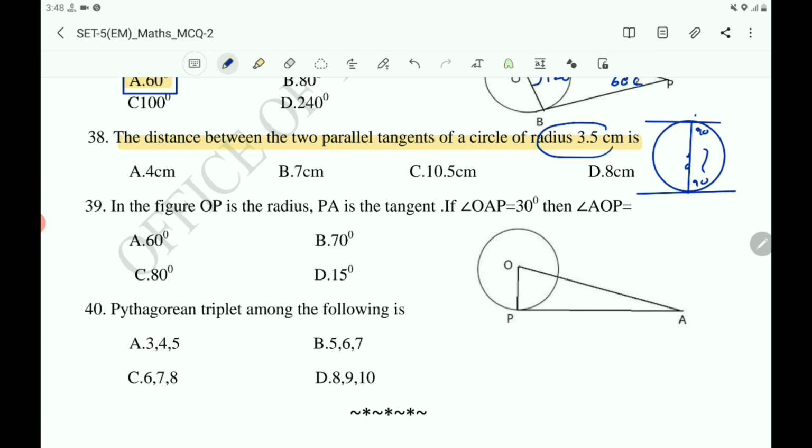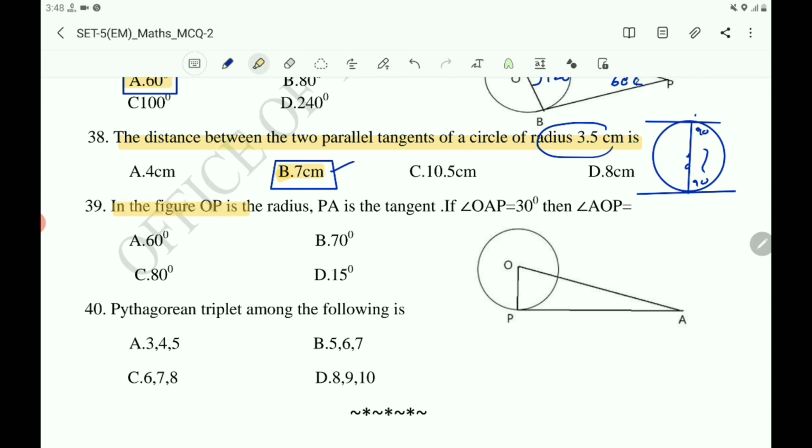So then what is the option? Option B is the answer, 7 centimeter. Note down the answer. Question number 38, the answer for the question is option B, 7 centimeter. Then you take question number 39.